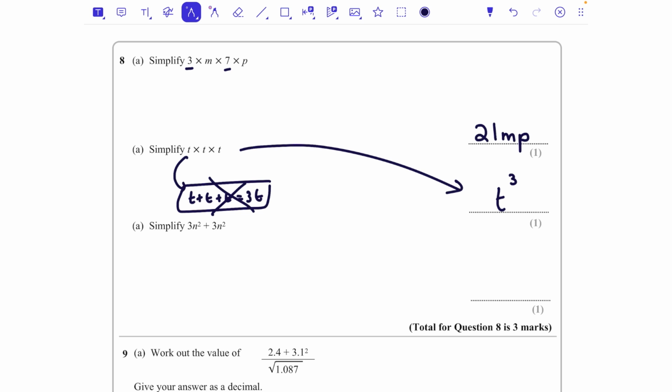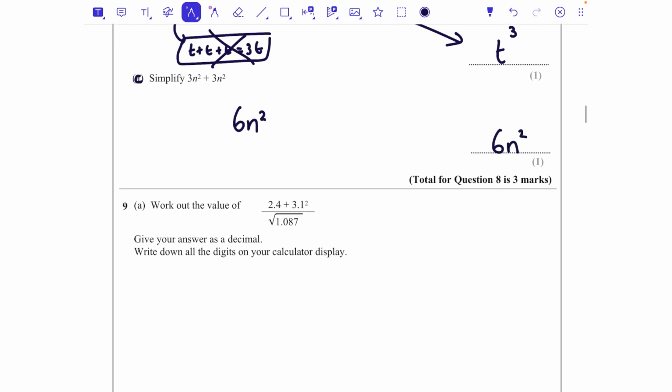And then for part C, or that should say B, that should say C. Simplify 3n squared, add another 3n squared. Well, they're both n squared, so we can collect them up. It's going to be 6 lots of n squared. The power is not going to go up because we're not multiplying. If you're doing n squared times another n squared, that would be n to the power of 4. But here we're just collecting them up. We're saying I've got 3 lots of n squared and another 3 lots of n squared. So altogether I've got 6 lots of n squared. There we go.